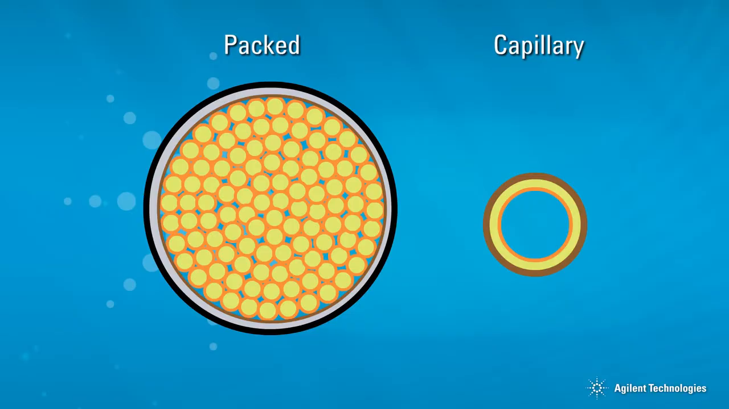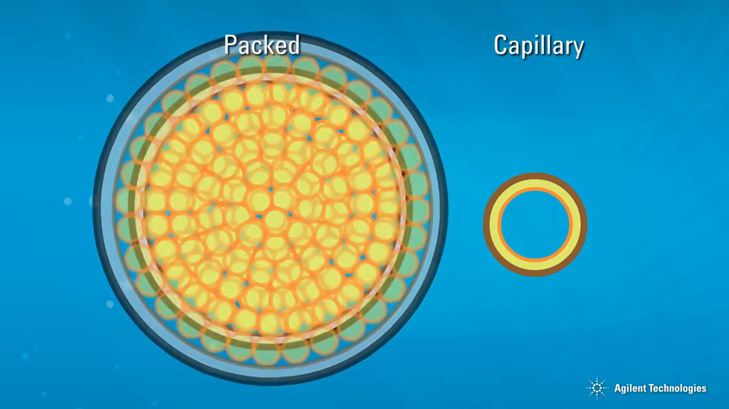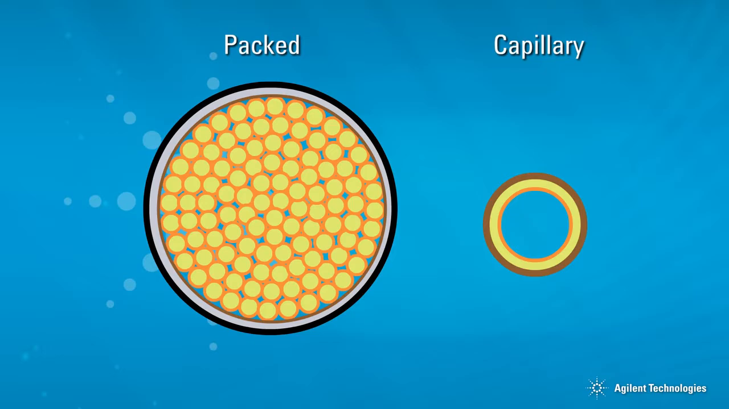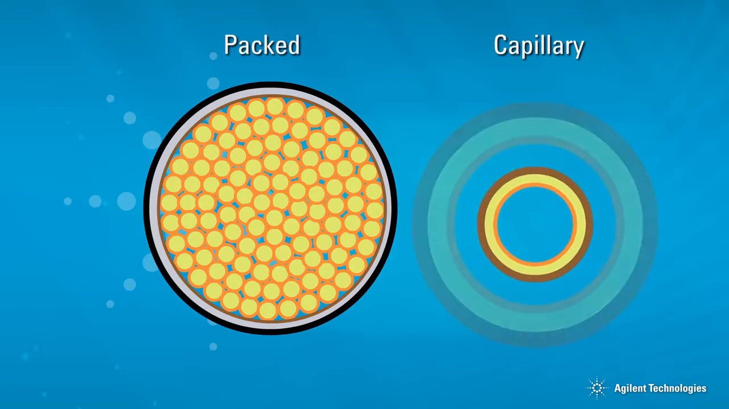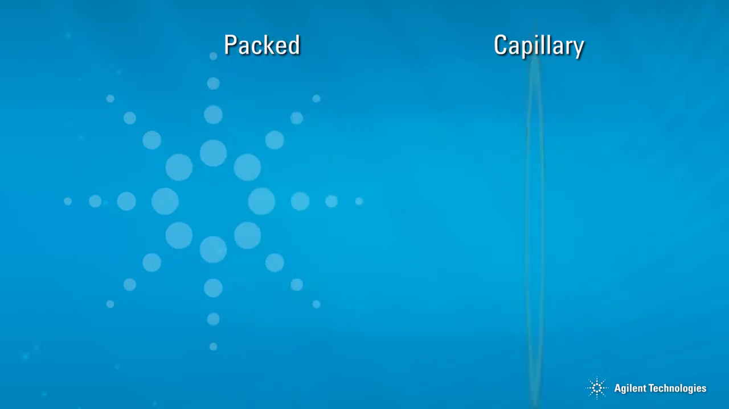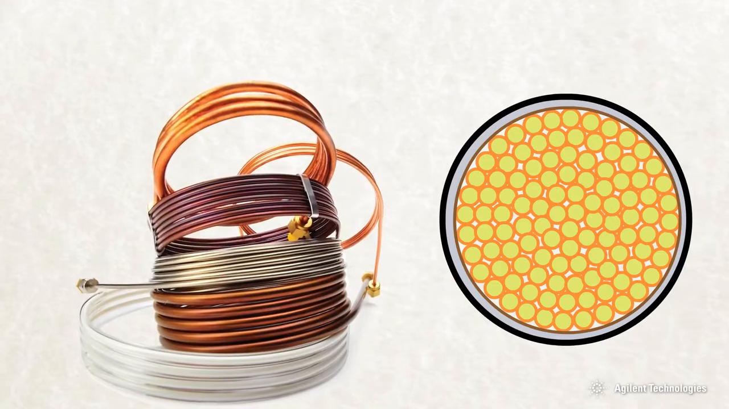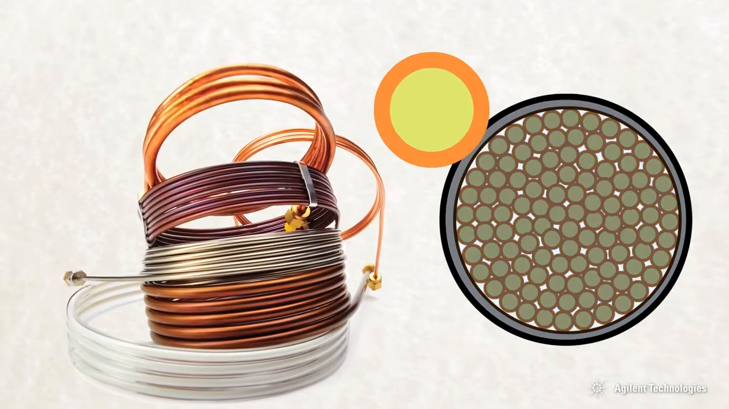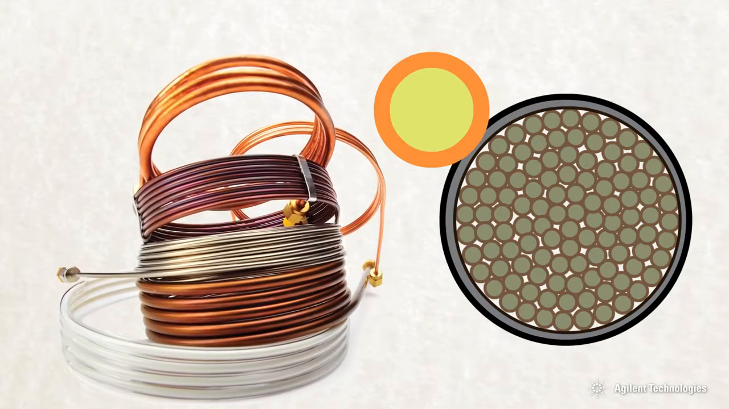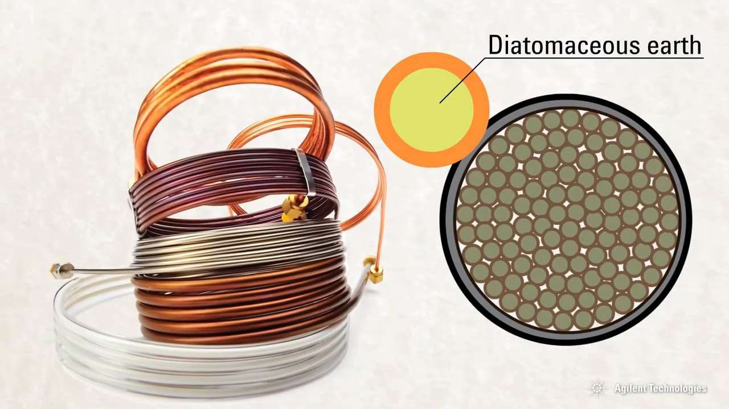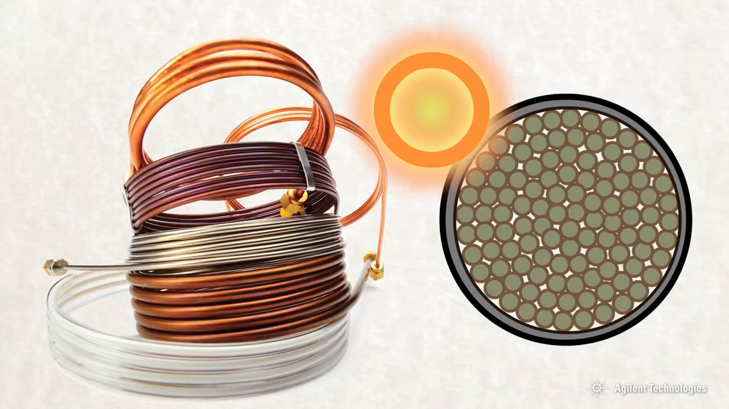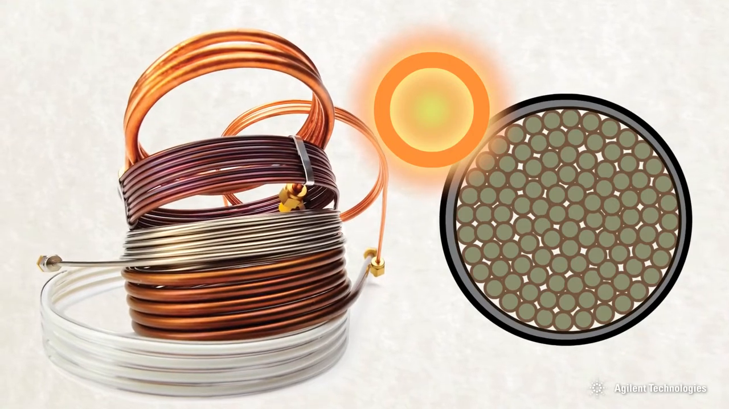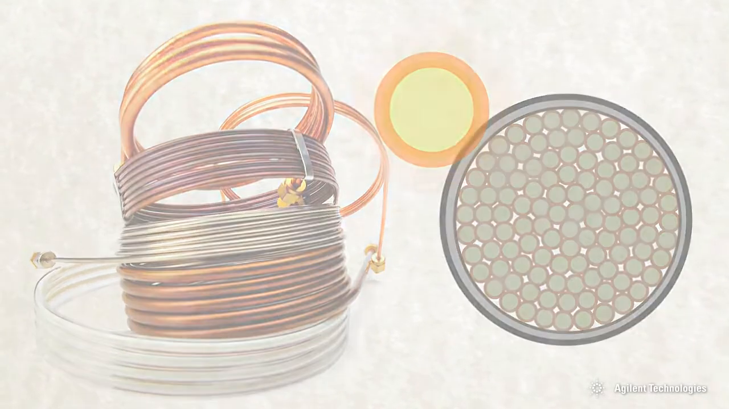There are two primary types of columns used in gas chromatography: traditional packed columns shown on the left and open tubular capillary columns on the right. Packed columns are either glass or stainless steel tubes filled with a dry, inert solid support such as diatomaceous earth. The liquid stationary phase is coated onto this solid support.